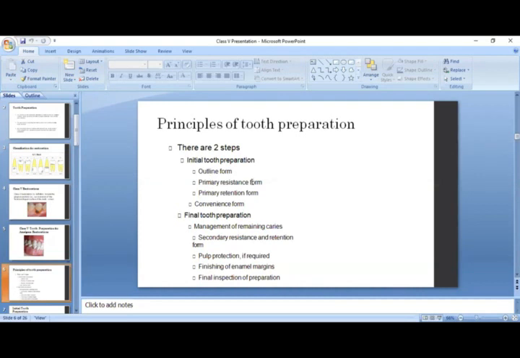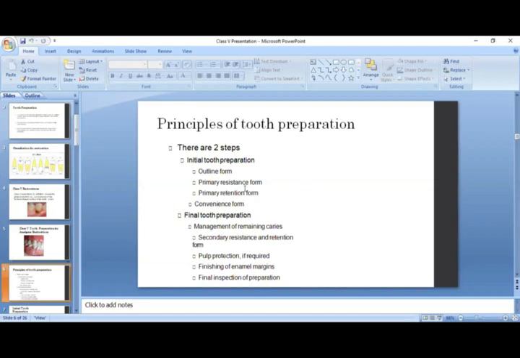Primary resistance form. Primary resistance form is a form that is resistant against the usual forces. That means many of the usual forces or loads that are applied on the structure, the filling and the tooth structure must be resistant against the occlusal forces or against any kind of load that is applied. That is basically the reason.